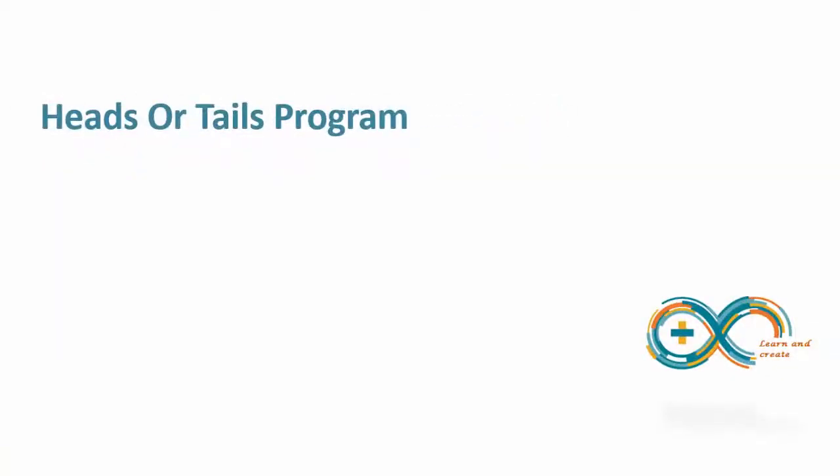Let's write a program which simulates tossing a coin. The circuit diagram is the same as that of the alternating blink LED program which we discussed previously. To do this, let's begin the exercise by using the 5 program steps for our design.